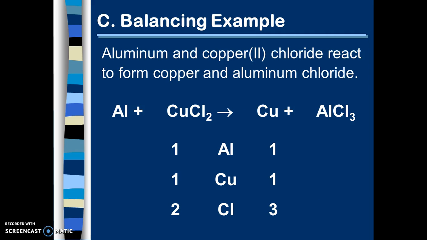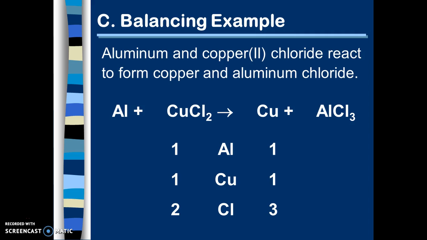So what we're going to do here, chlorine's the only one that's unbalanced. I have a 2 and a 3. Well, there's no whole number I can really multiply by 2 to get 3. So we're going to look for a common denominator, which between 2 and 3 is 6. So I'm going to try to get 6 chlorines on each side of the reaction.